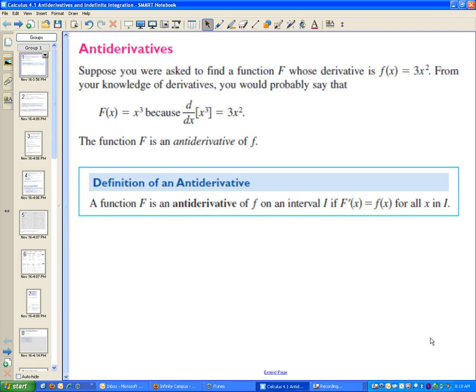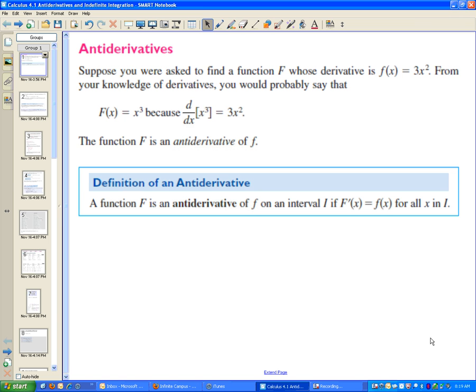Antiderivatives and indefinite integration. Suppose you are asked to find a function, capital F, get used to that, whose derivative is f of x equals 3x squared. From your knowledge of derivatives, you would probably say that capital F of x equals x cubed, because the derivative of x cubed is 3x squared. The function capital F is an antiderivative of f.